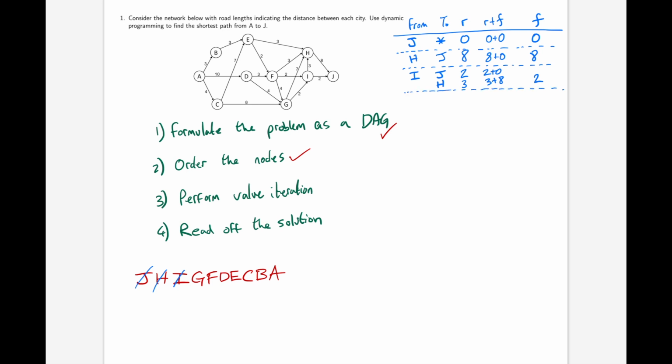Next we will consider G. From G we can take 2 actions. We can either go to I or to H. The length of those edges are 2 and 7 respectively.